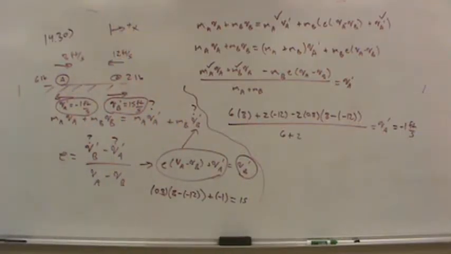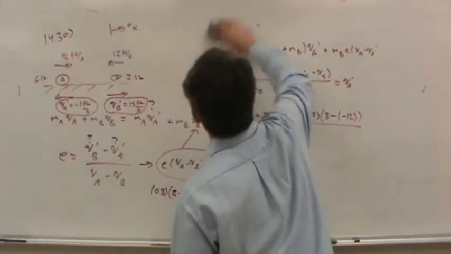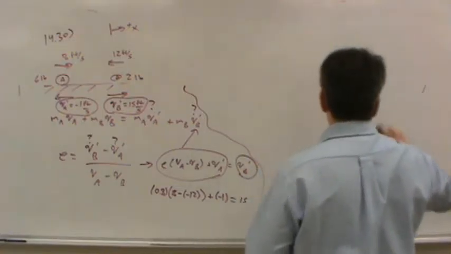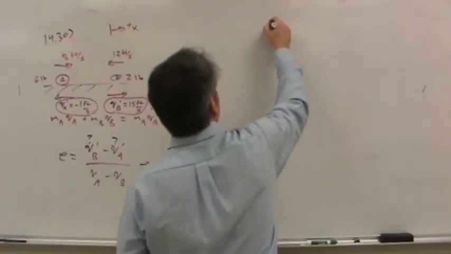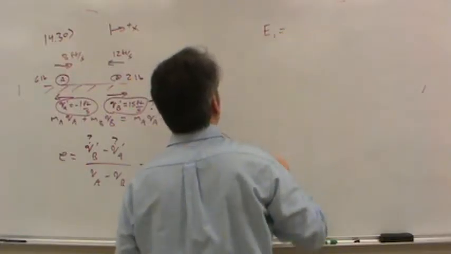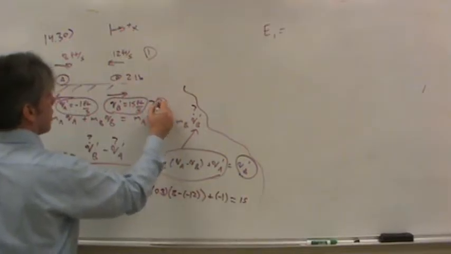The question you asked about was part B, where it says calculate the energy loss due to the impact. Well, the way to do that is to calculate the amount of energy before impact and the energy after impact. And that's pretty straightforward. The energy before impact, let's just say energy in state 1. So this is state 1 up here, and down here is state 2.